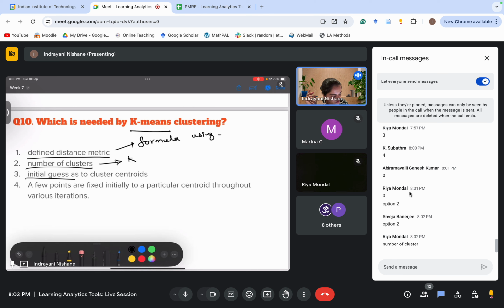Yeah, so this is also correct. So options 1, 2 and 3 are all needed when you want to go ahead with k-means clustering.